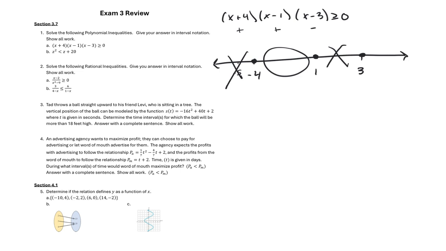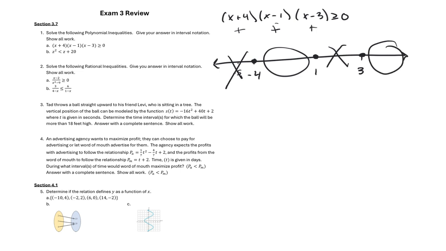Let's do this last region. What if we put in a +4 into the equation? We get a positive number here, a positive number here, and a positive number here. So this region is also good for us to use.